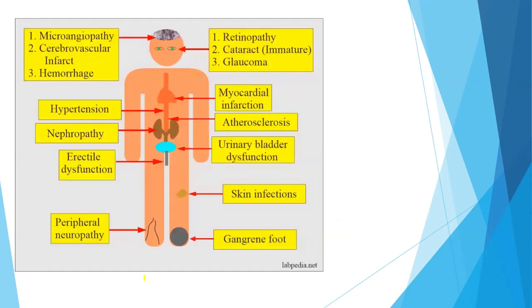Now, this is a very, very simple picture. Just remember this picture and you are good to go. I have kept this only to summarize everything. So there will be macroangiopathy, cerebral vascular infarct, hemorrhage, retinopathy, cataract, and glaucoma. There will be silent myocardial infarction. There will be atherosclerosis, urinary bladder dysfunction, skin infection, gangrenous foot, peripheral neuropathy, erectile dysfunction, nephropathy, and hypertension.